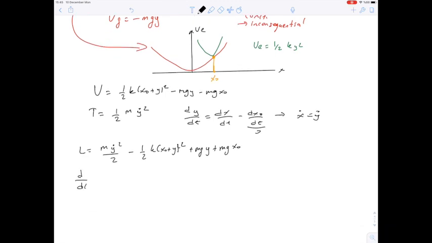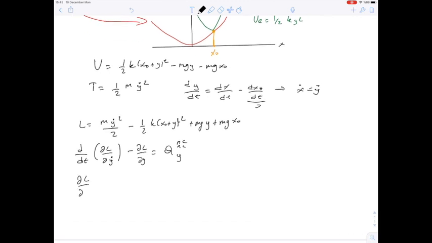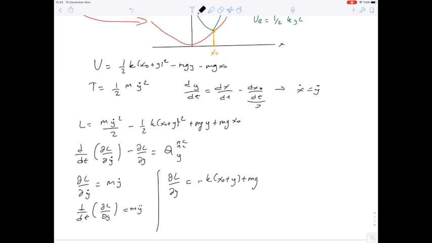Okay, then we have d by dt of partial L by partial y dot, minus partial L by partial y, equal to Q non-conservative, non-constraint, in y. So on the left-hand side, partial L by partial y dot is just m y dot, and this full time derivative will be m y double dot. Okay, nice. And then partial L by partial y is minus k (x0 plus y) plus mg.